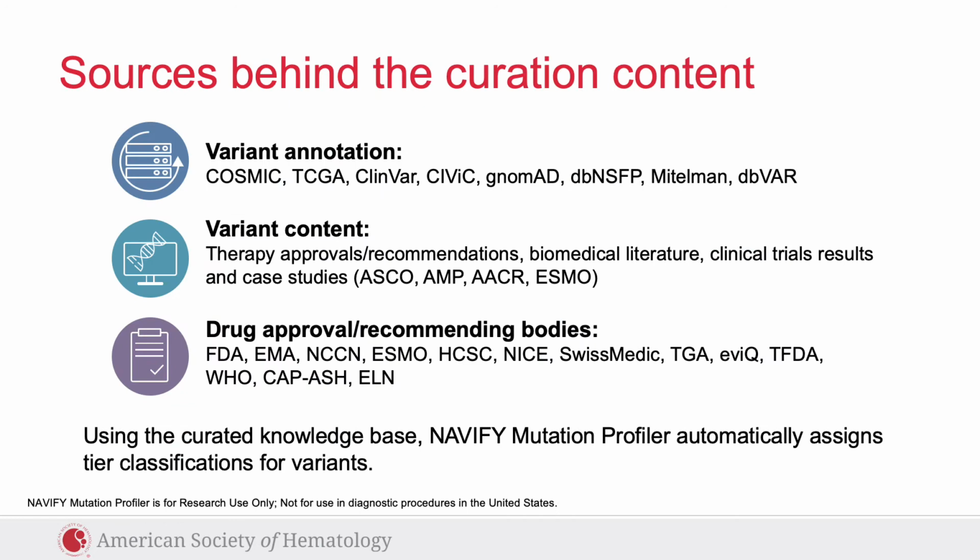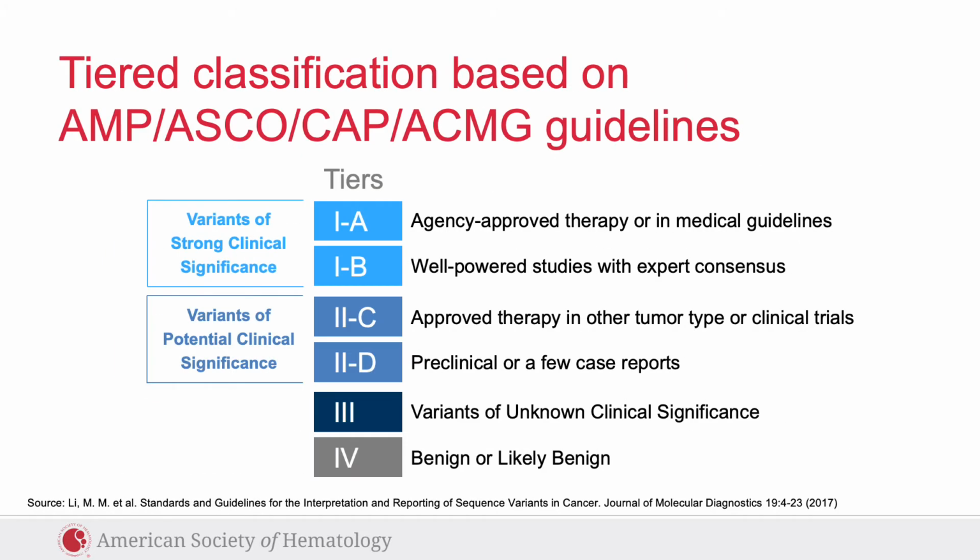Navify Mutation Profiler provides information based on a curated knowledge base, which draws upon public evidence for variant annotation, variant content, and drug approvals or recommendations from the sources listed here. To help prioritize the variants in a given case, the software automatically assigns tier classifications. These tier classifications are based on a joint consensus recommendation published by AMP, ASCO, CAP, and ACMG. In this system, Tier 1 and Tier 2 variants are those of strong and potential clinical significance, respectively.